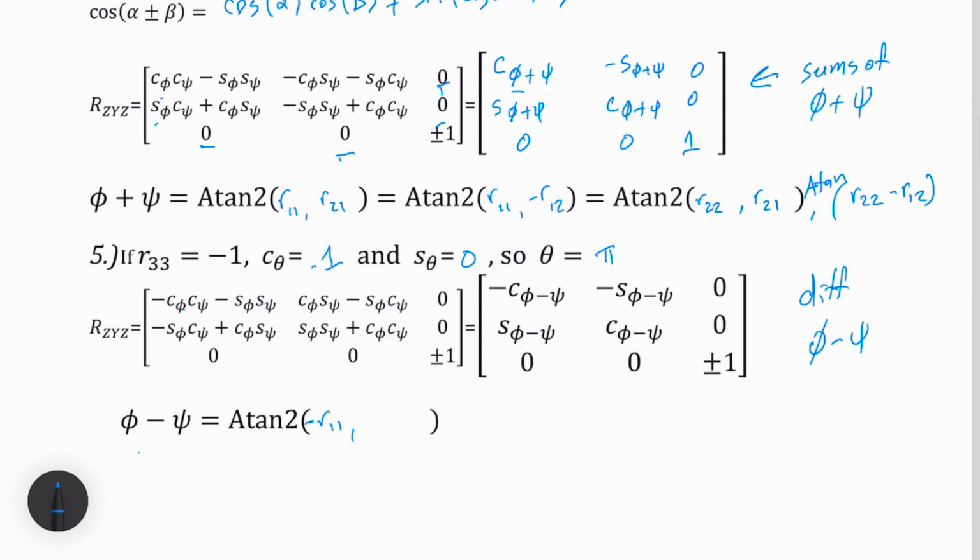If we want to know what that value is, we could take r11, the negative value of that, r12, negative value of that. And we could do any other combination. You could do negative r11, and you could say, oh, I'm just going to take the one underneath it, r21. Or you could do r22 and r21. Many different options for that.